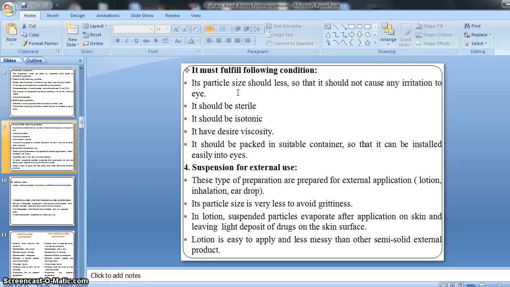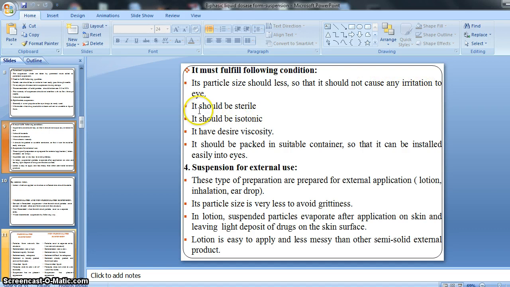If our ophthalmic suspension contains large particles, then after instillation we will get irritation to the eyes, right? So that's why it becomes complicated. That's why the particle size of ophthalmic suspension should be very fine or very small, in order to prevent irritation to the eyes. So this is one condition which must be fulfilled by the ophthalmic suspension, that its particles should be very fine particles of insoluble drug, that should not cause any irritation to eyes.